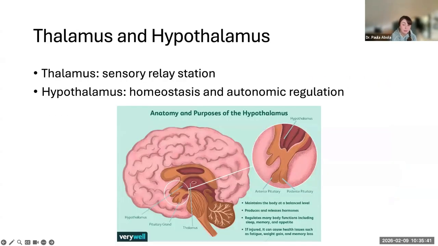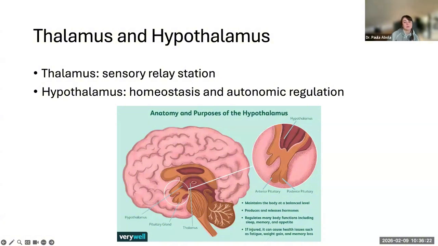Now moving to the thalamus and hypothalamus. The thalamus acts as a central gateway for sensory information in the brain. Nearly all sensory input, for example visual, auditory, and somatosensory, passes through the thalamus before being relayed to the appropriate areas of the cerebral cortex. This routing function allows the brain to organize, prioritize, and integrate sensory signals rather than receiving them as unfiltered input. In this way, the thalamus plays a key role not only in perception, but also in attention and consciousness.